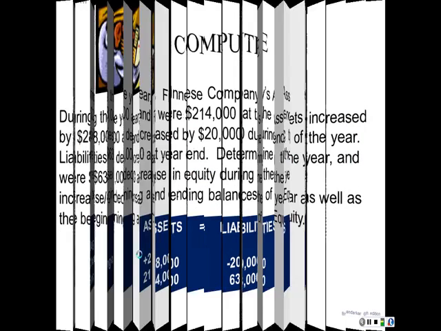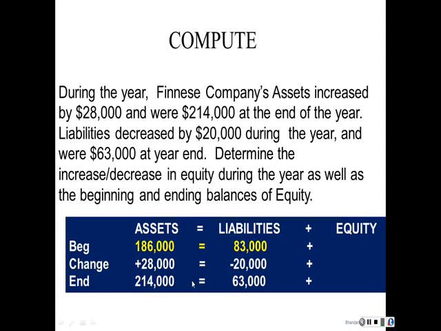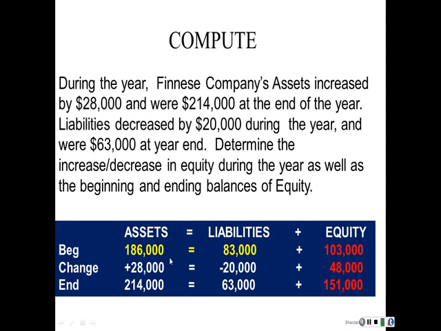So the best way to solve this is to set it up in the form of the accounting equation. What I have here is whatever information was provided to me in the problem. For example, assets increased by 28,000 and were 214,000 at the year end, so I've recorded it in this fashion. Likewise for liabilities. Now that we have these components, I can find out beginning assets and beginning liabilities. And now that I know assets and liabilities, I can figure out equity, because if assets equal liabilities plus equity, assets minus liabilities will give you equity. So it's very easy to solve this problem now by simply subtracting the liabilities from the assets.